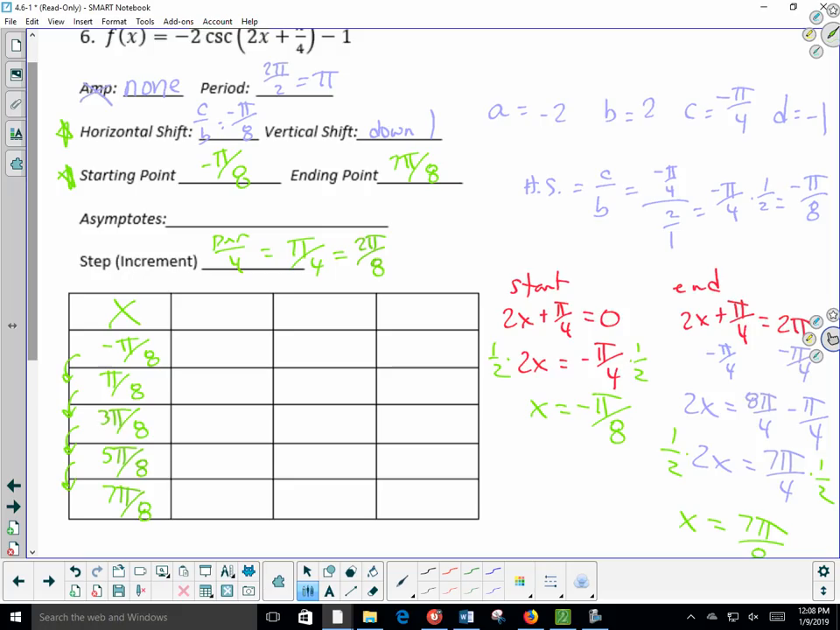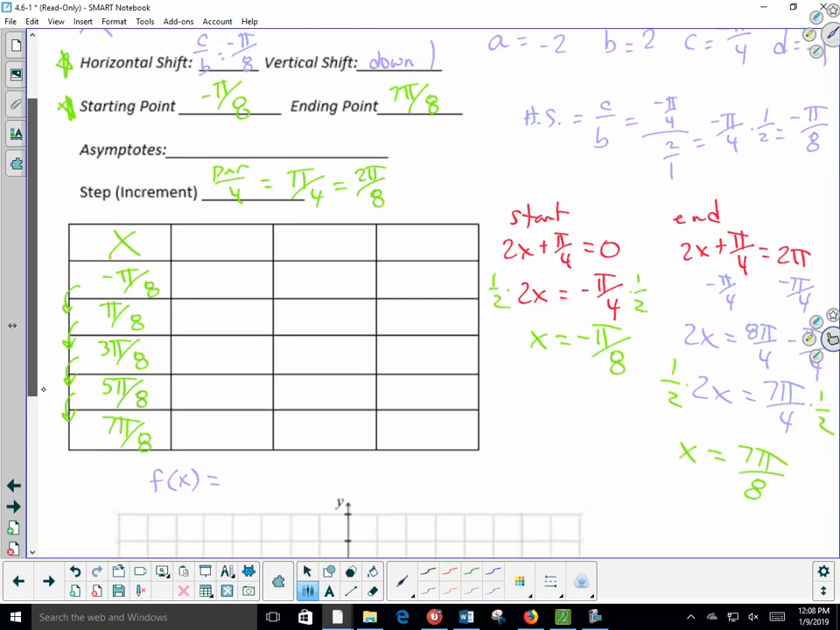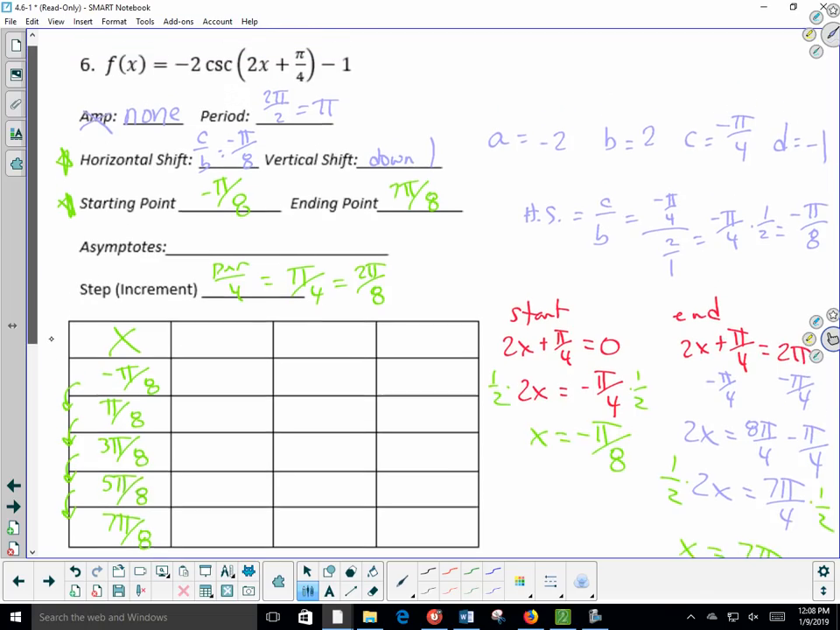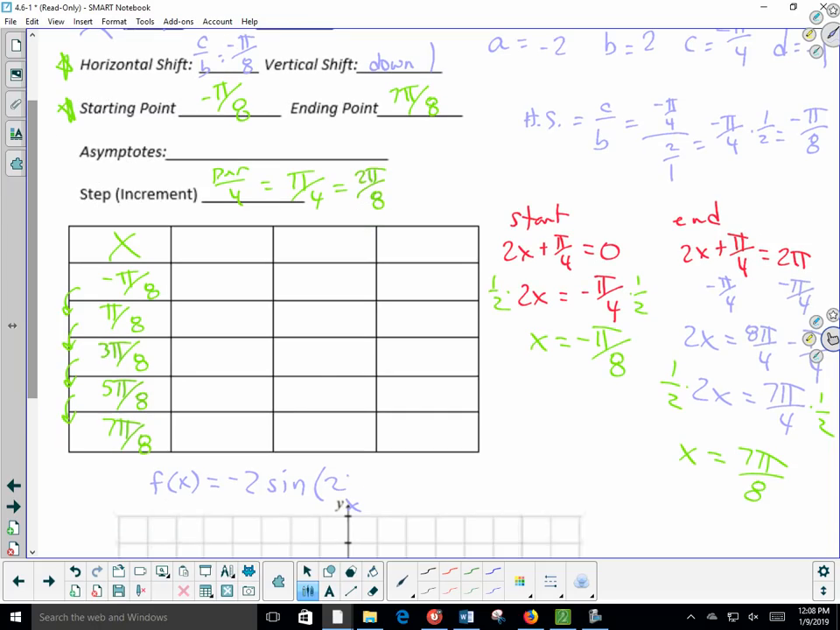All right, remember, what are we graphing here in this function, in this table? What are we plotting? The first thing we want to plot is the sine graph. So I actually want to graph -2 sine of 2x plus pi over 4.